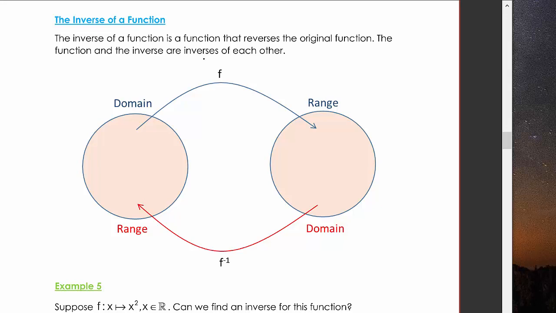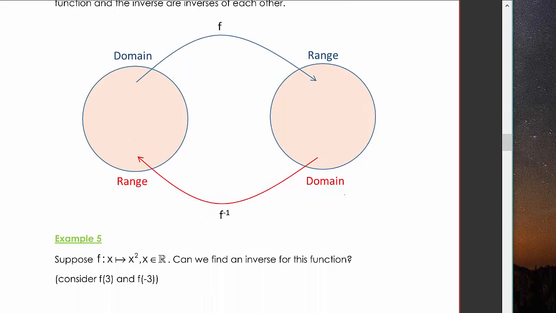The inverse of a function is a function that reverses the original function. Once again, this is a concept that sometimes students find hard, and we're dealing with it very, very quickly. So hopefully you can get on top of it. The function and the inverse are actually inverses of each other, so you could interchange the two things. But it's a little bit of notation. There's more notation that goes with this section than I'm perhaps introducing here.